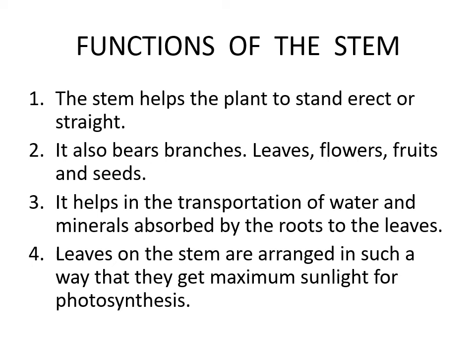Leaves on the stem are arranged in such a way that they get maximum sunlight for photosynthesis. If you look outside, you will be able to see that the leaves are arranged in a beautiful pattern so that each and every leaf of the plant gets sunlight. This pattern is called leaf mosaic.